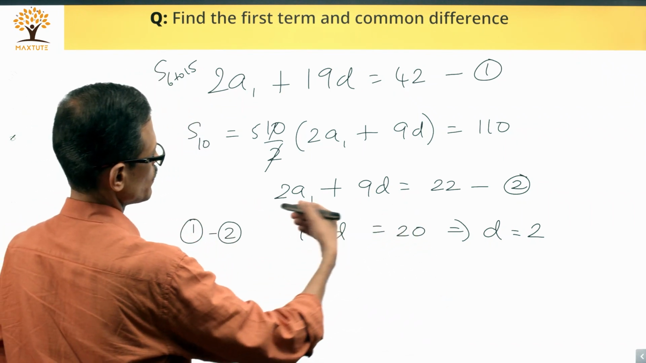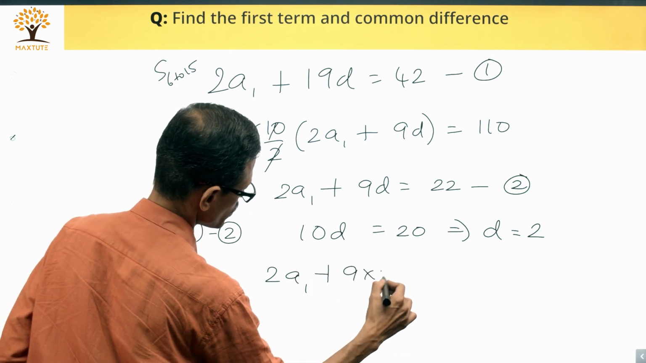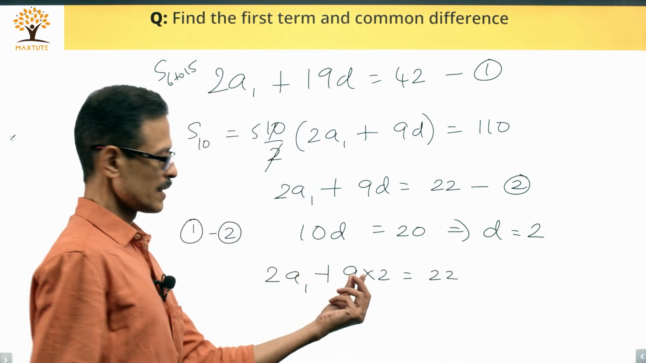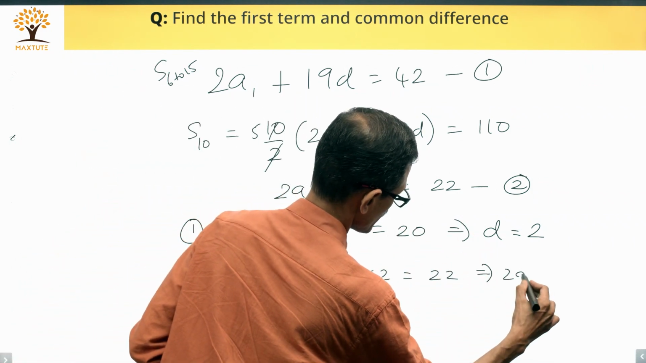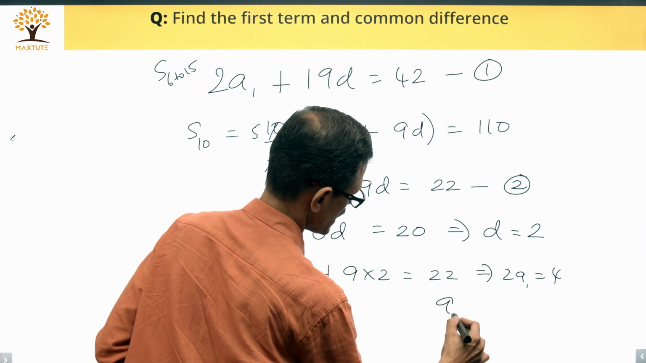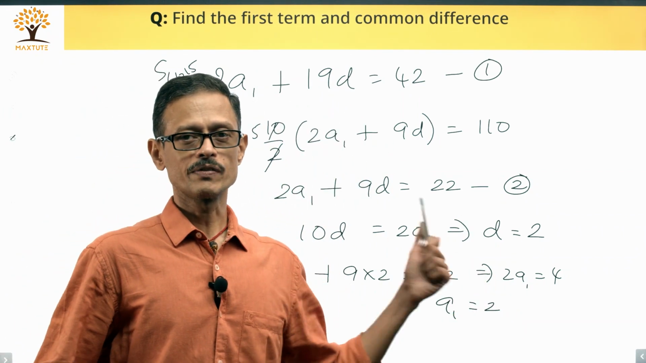Plug in the value of 2 in one of these equations. Let us do it here. 2A1 plus 9 into 2 is equal to 22. 9 into 2 is 18, goes to the right hand side, leaves us with the fact that 2A1 is equal to 4, which means A1 is equal to 2. The first term is 2, common difference is 2, which is what we needed to find out.